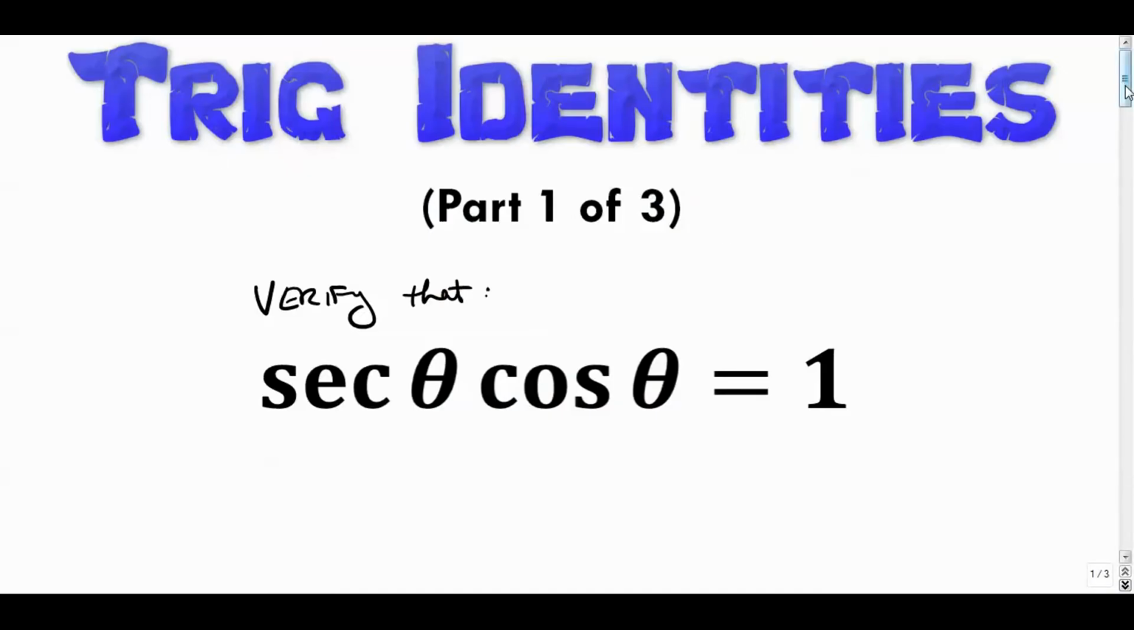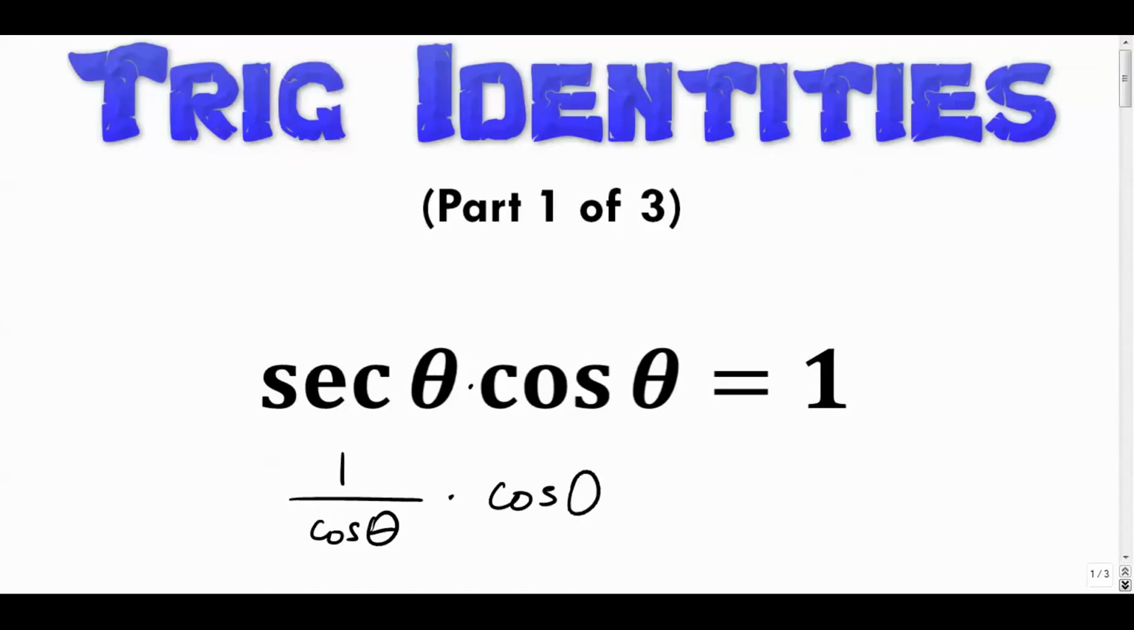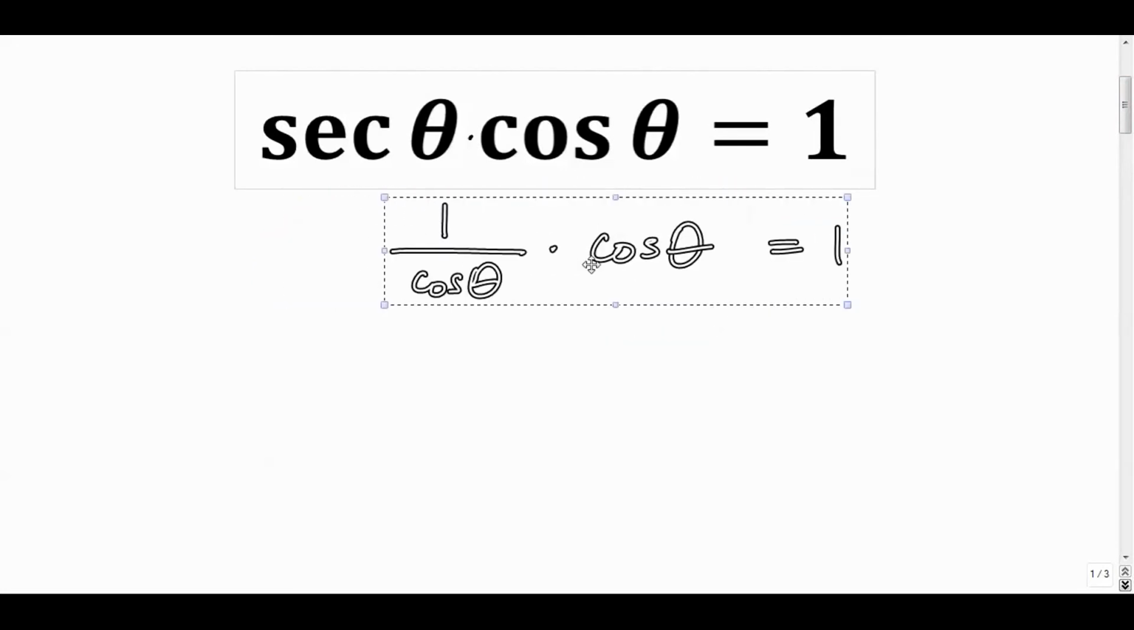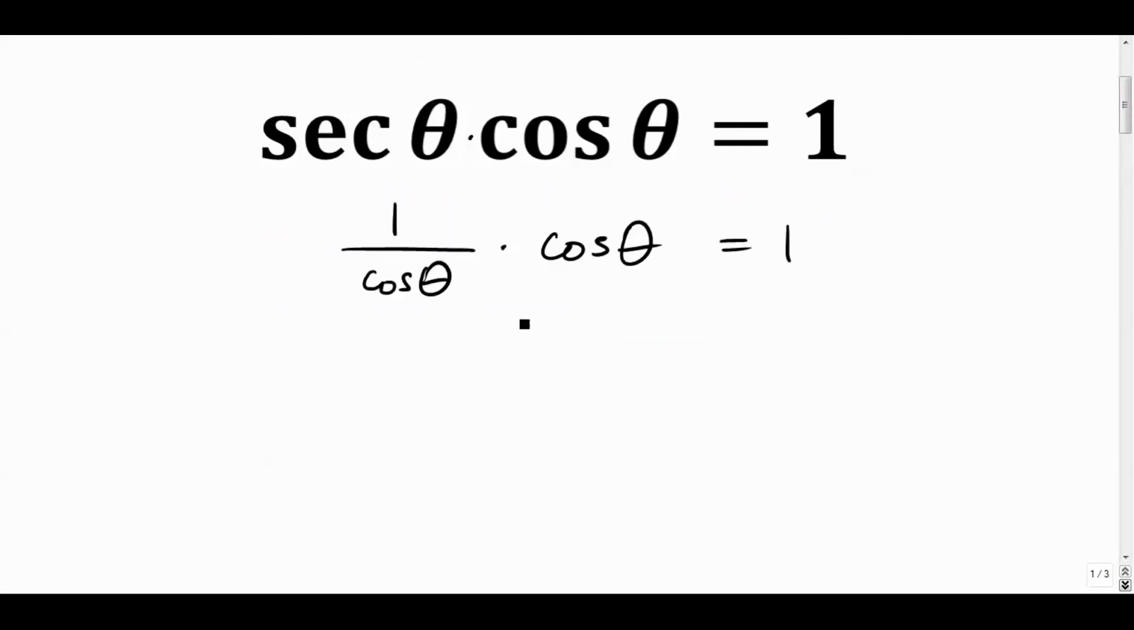Let's try to verify this first one. Let's verify that the secant of an angle times the cosine of an angle is equal to 1. Well, if you think about this, the secant is 1 over a cosine. So I can change secant to 1 over cosine, times cosine, is equal to 1. I'm going to work vertically, and I'm going to try to keep my equal signs aligned so it's easier for me to stay organized.